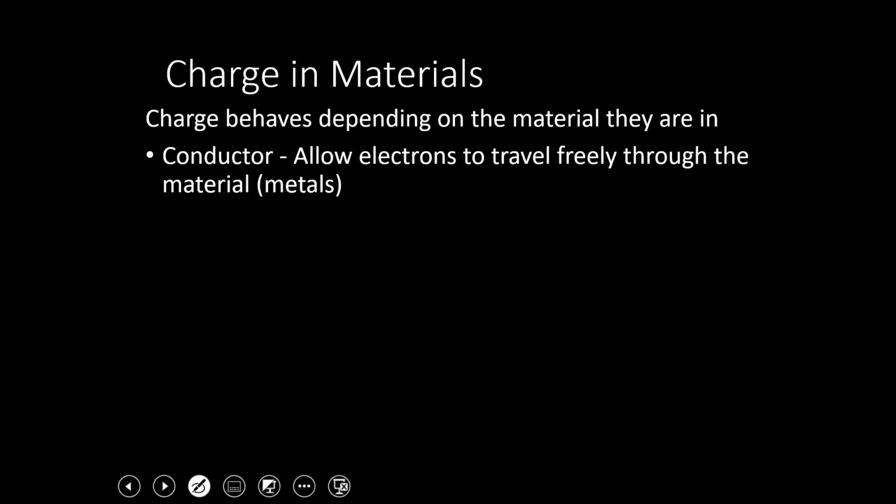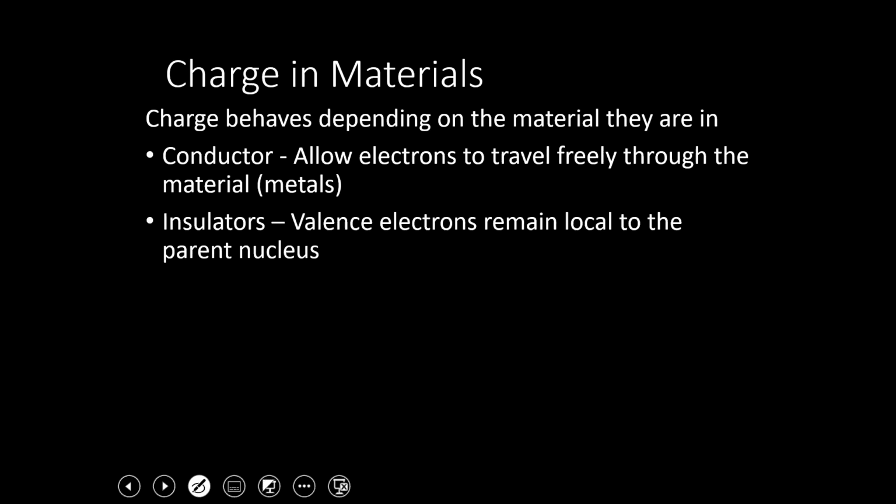We have a conductor, in which electrons, our negative charges, are able to move freely through the material. They're not bound to a particular atom. These electrons are free to move in the metal or in the conductor. And the opposite of that is an insulator. For an insulator, those electrons, the valence electrons as we talked about in our last video, are going to stay close to their atom, close to their nucleus.